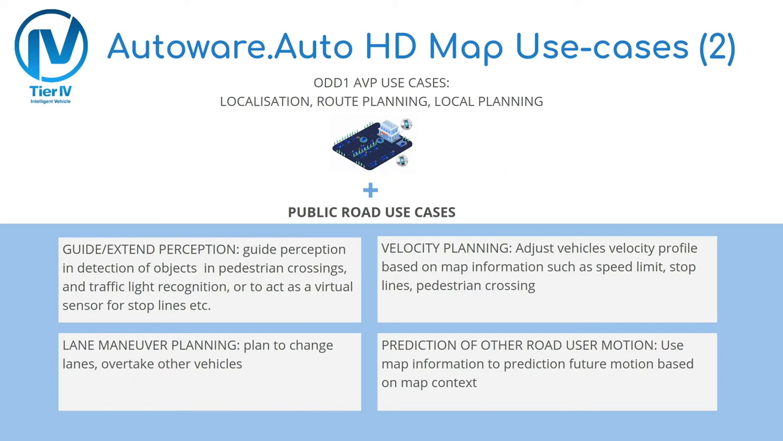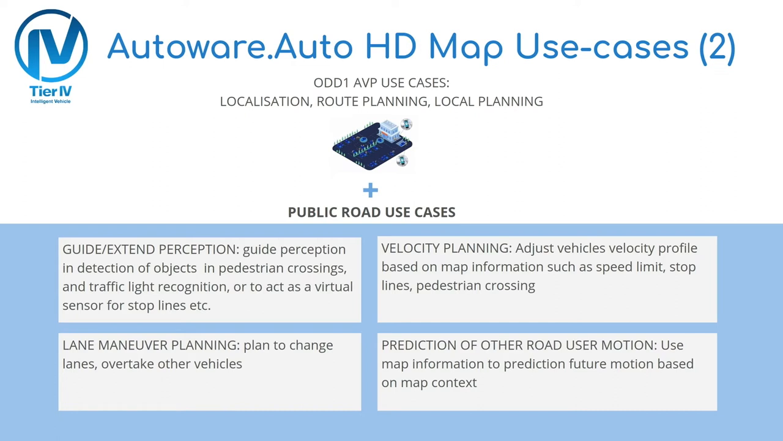Public road use cases include such things as guiding or extending the perception of the autonomous system by using map information to focus perception in areas such as pedestrian crossings, or to aid in traffic light detection and recognition, or even to act as a virtual sensor for road markings such as stop lines, removing the need to sense them from onboard sensors entirely.